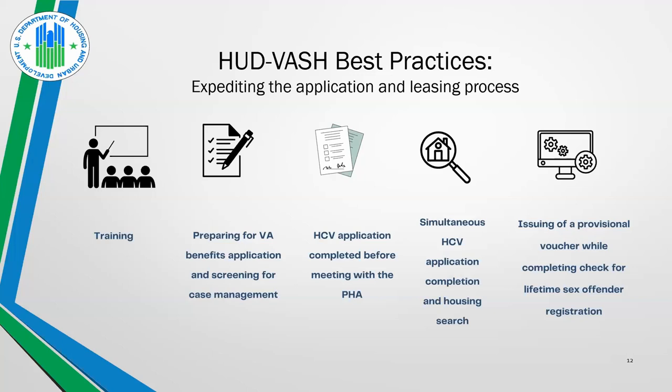Issuing a provisional voucher while completing a check for lifetime sex offender registration. To reduce time in processing of HUD-VASH applications, PHAs may consider conducting a preliminary check on the National Offender Search Tool, and then if the veteran is not on the list, issuing a provisional voucher. Doing so will allow the veteran family to begin the housing search process with a provisional voucher while the PHA awaits official confirmation on sex offender status from the FBI database. Next slide, please.